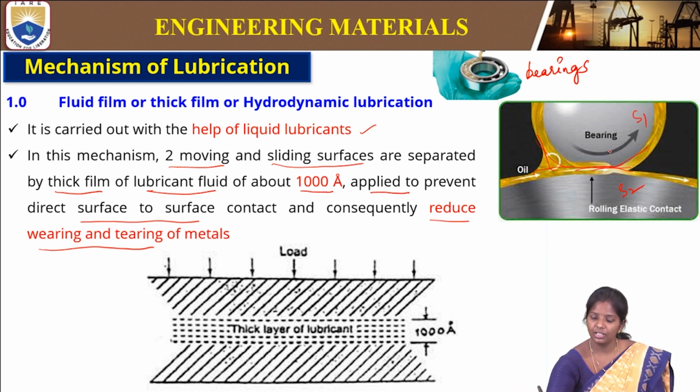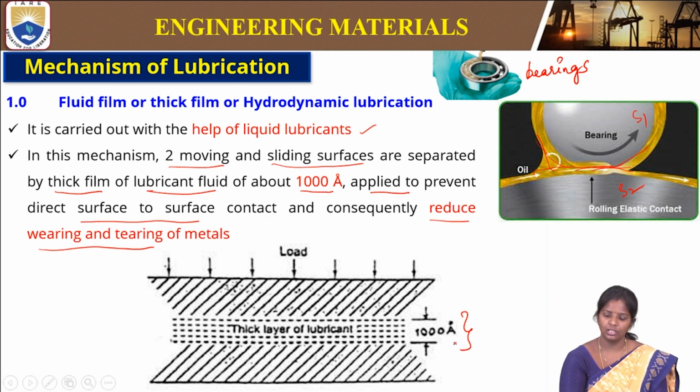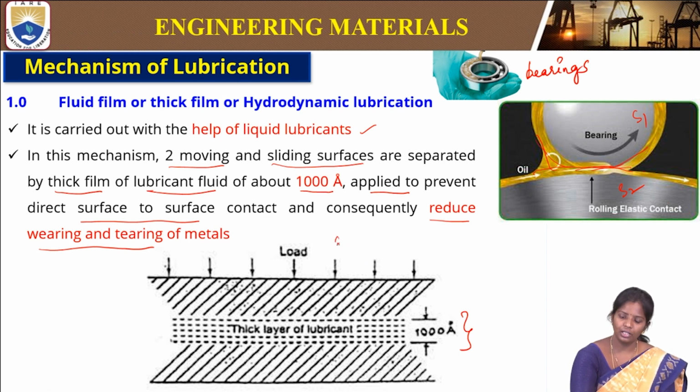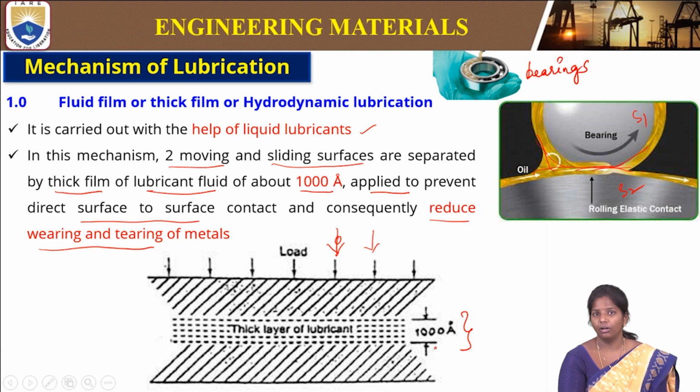The surface is moving on a rolling elastic contact. So the bearing is moving smoothly because of the presence of this lubricant. This is how the lubricant is applied before fitting. The thickness is around 1000 angstroms. There is an applied load on one surface, and it moves very smoothly because of the presence of lubricant oil.